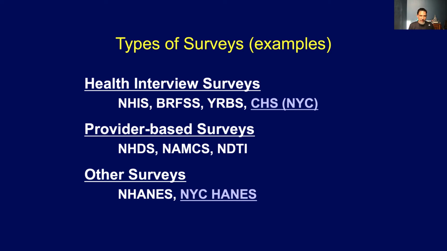What do we mean by surveys? Here are some examples: the National Health Interview Survey, the Behavioral Risk Factor Surveillance System, the Youth Risk Behavior System, and the Community Health Survey in New York City. And there can also be provider-based surveys. These interview surveys are mostly phone-based surveys, but you can have exam-based surveys where the individuals are seen in person, they're examined by a healthcare provider, and there may be some laboratory tests or other kinds of tests that are done, such as an eye exam or blood pressure measurements and things like that.